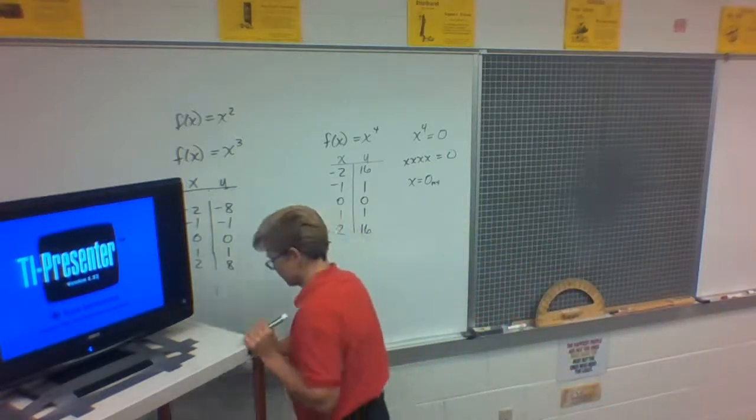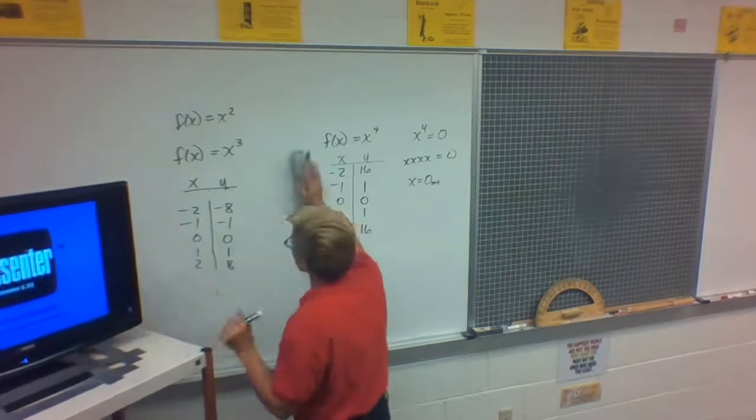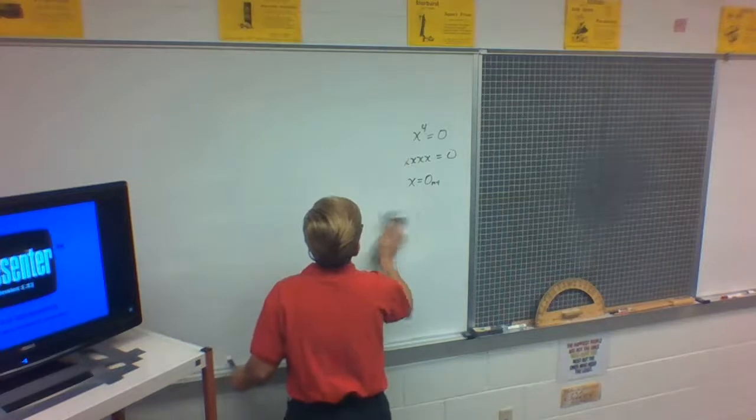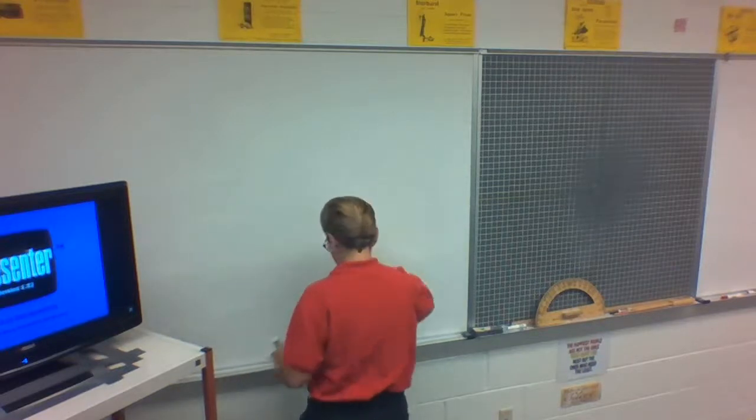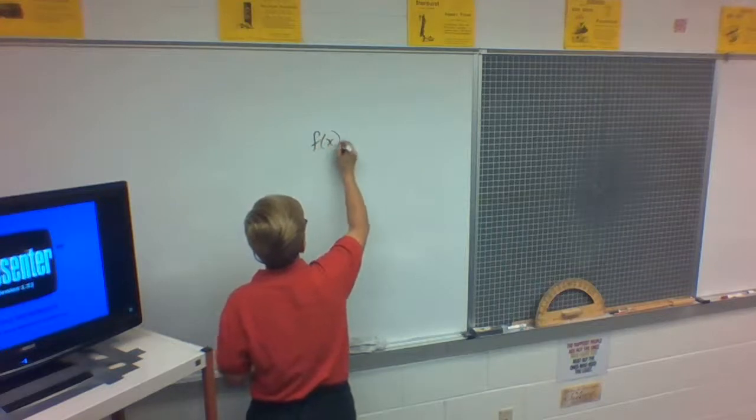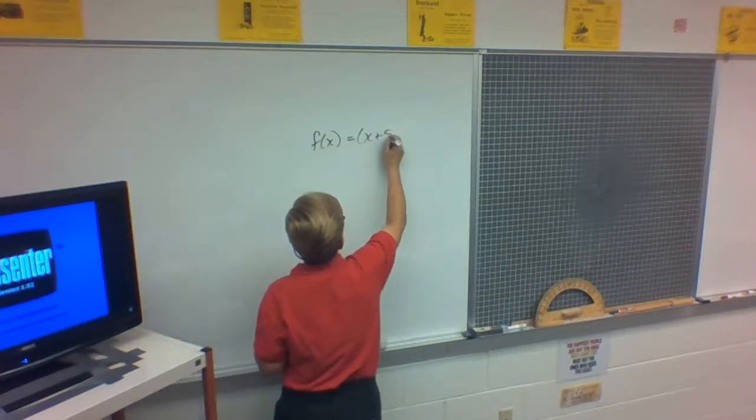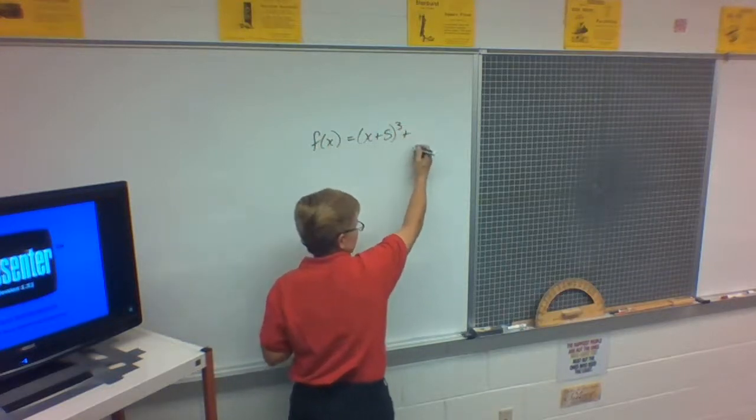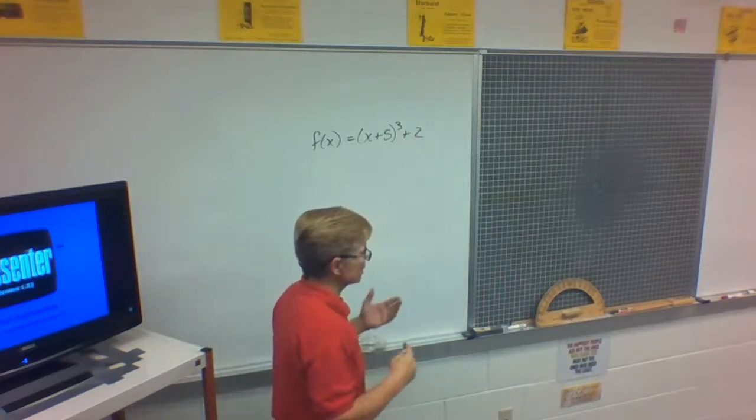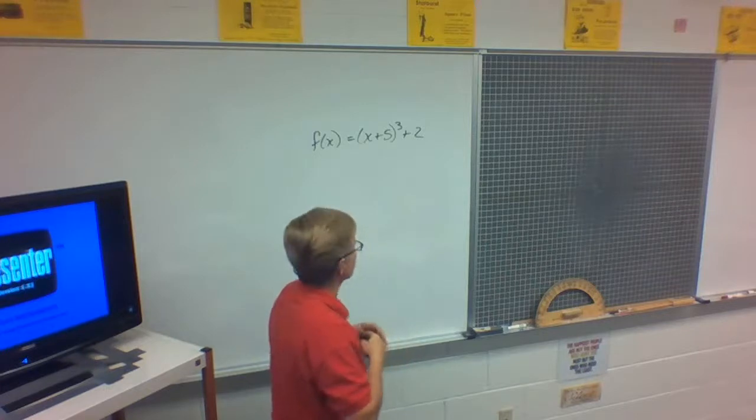So I'm going to erase this stuff up here now that you've got an idea what things are going to look like. Our parent function is x cubed. How are we going to show the transformation of this? Knowing what x cubed looks like, it's going to be (x + 5) cubed + 2. What's it going to do to the parent? Just tell me about the moves, and then we'll see how we can graph it.